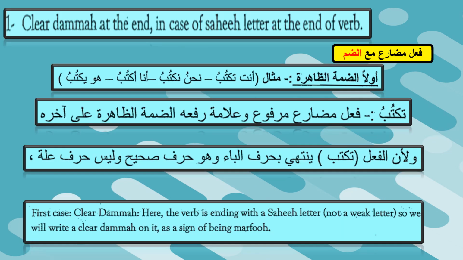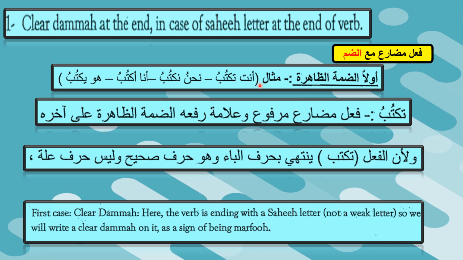So now let's do in detail the fi'l mudari' with dhamma. Clear dhamma at the end, in the case of sahih letters at the end of the verb. So first of all, awwalan, ad-dhamma az-zahira. Zahira means the dhamma that you see with your own eyes, physically written over the last letter, and the last letter is a sahih letter, no weak letters.